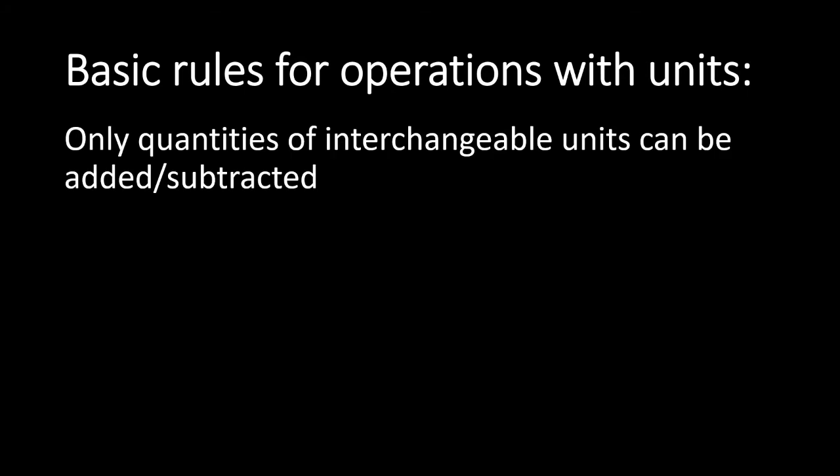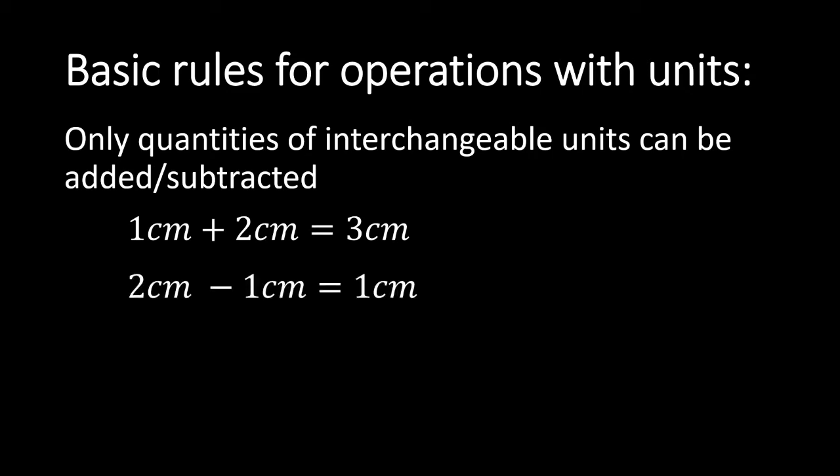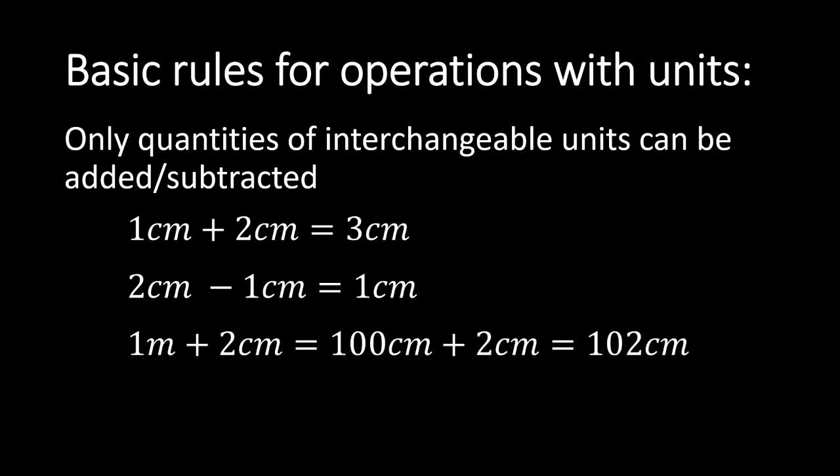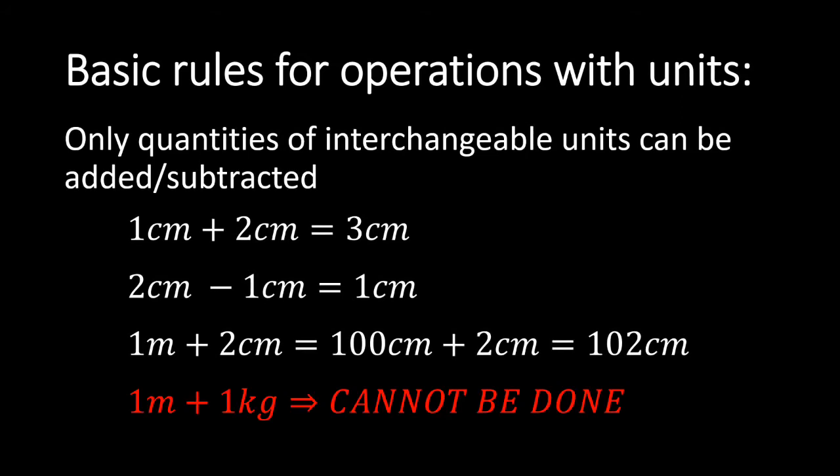To make sure we are on the same page while going through the later part of this video, let's review two basic rules for operations with units. Rule number one, we can only add or subtract quantities of interchangeable units. For example, when we do maths about length, we can definitely add 1 centimeter to 2 centimeter or subtract 1 centimeter from 2 centimeter. You should also know that we can add 1 meter to 2 centimeter because meter and centimeter are interchangeable. However, we can never add or subtract quantities that are not interchangeable, such as length and weight.